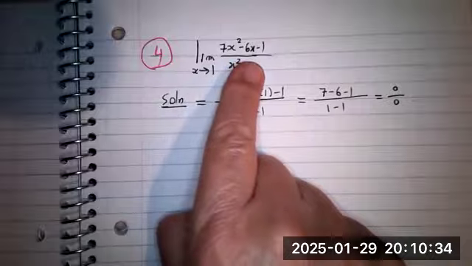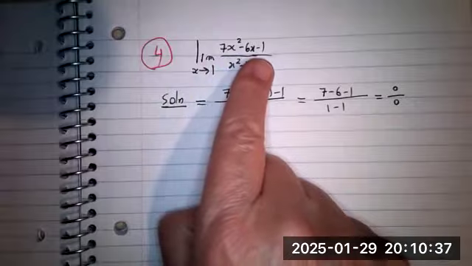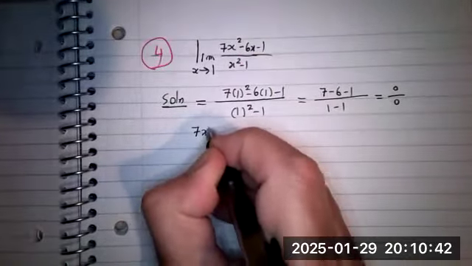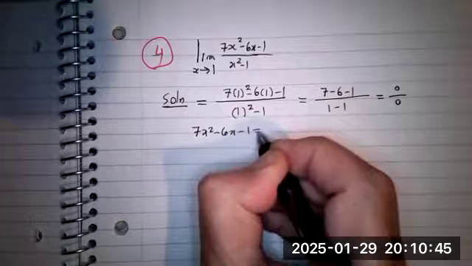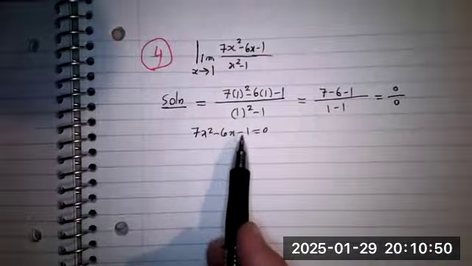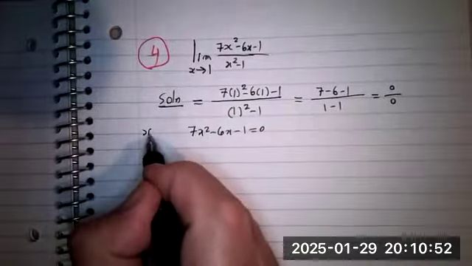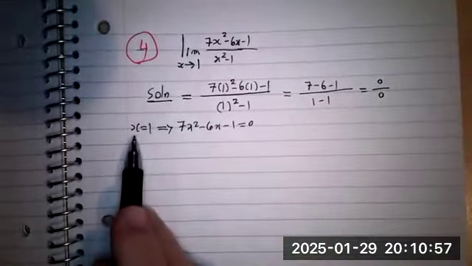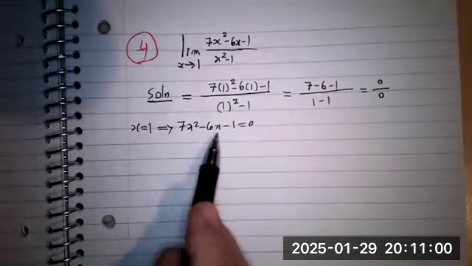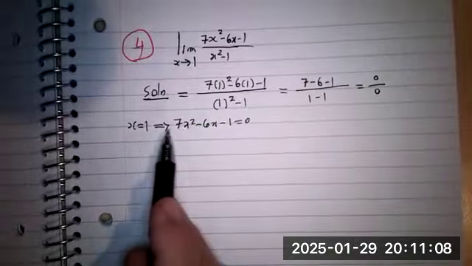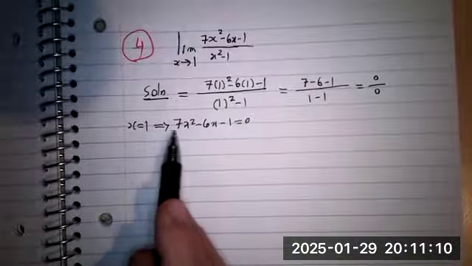You see, if you let the top be equal to 0, 7x squared minus 6x minus 1, and you want to solve it, you need a number that makes this one 0. So if you put x equal to 1, that would be 0. If it's going to be 0, this means x equal to 1 is a zero or the root of this equation. Okay, this is an equation, so one of the solutions is 1.